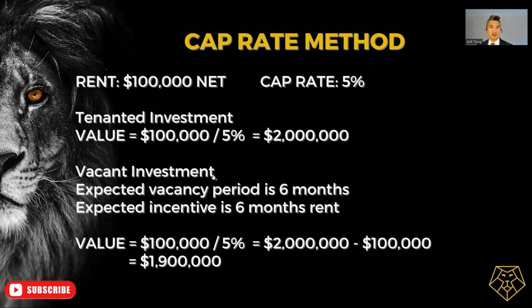So to determine the fair value of the property, you would do the cap rate calculation, assuming the property is fully let at $100,000 per annum, divided by the cap rate, which equates to $2 million, minus what is your expected cost to rent the property out, which is $100,000. So the fair value of the property is more likely to be $1.9 million, because you're taking out the potential vacancy and incentive.